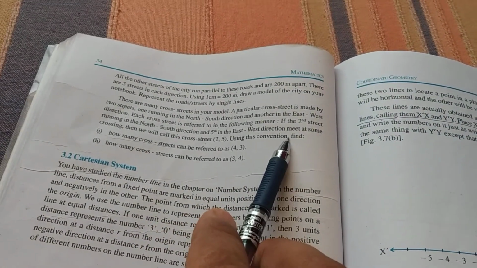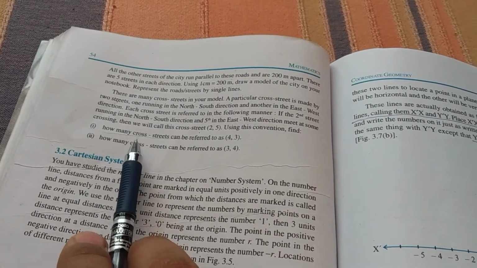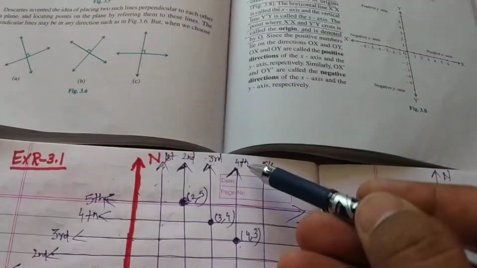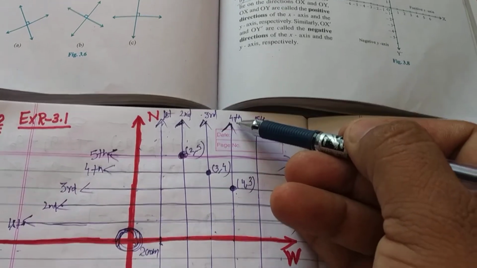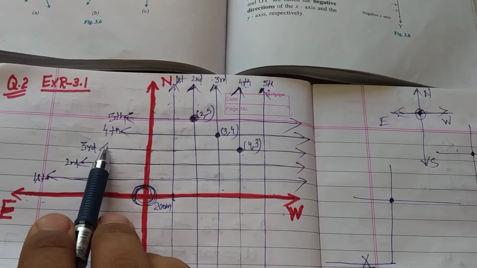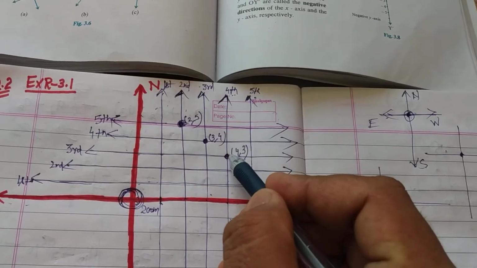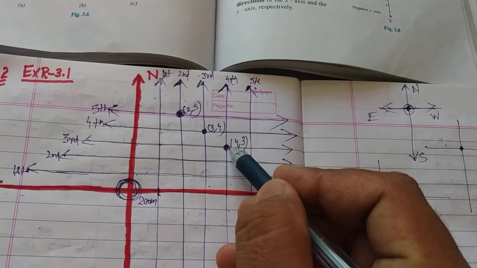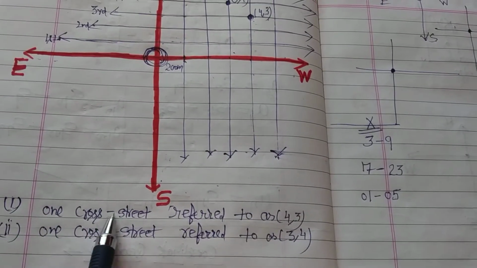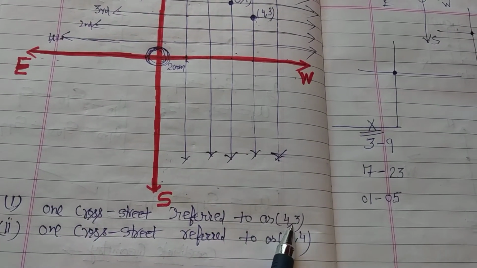Using this convention, find how many cross streets can be referred to as (4, 3). So 4 is the fourth street. (4, 3) means the fourth street from north to south and the third street from east to west. So this point is (4, 3), and at this point only one cross street is there. So the answer is one cross street referred to as (4, 3).